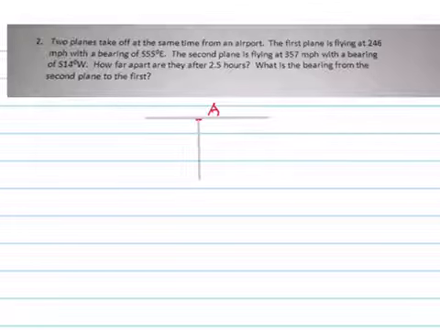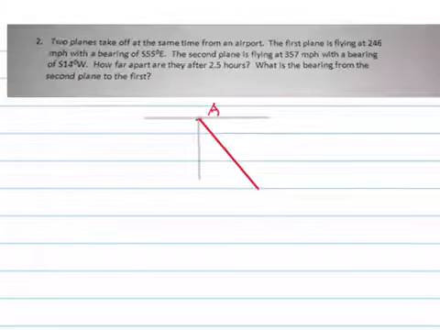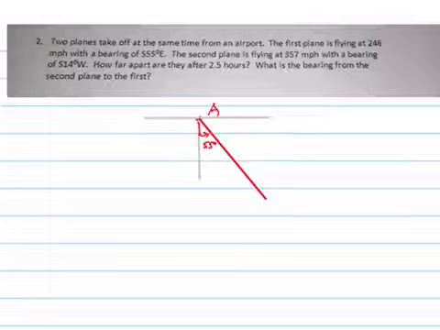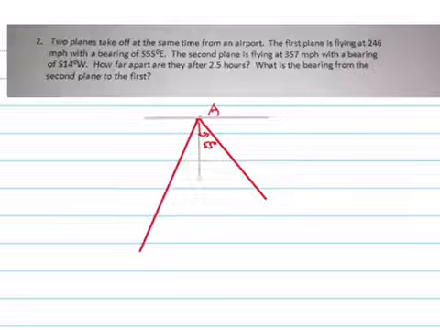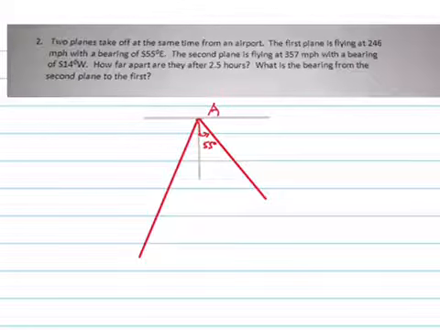And so it is flying at a bearing of south 55 east. So south 55 east, and it's going 246 miles per hour. So let's say it's about like that. And so this is 55 degrees, south 55 east. Okay. Second plane is flying 375, so it's going to be further, with the bearing of south 14 west. So I'll try to draw it as roughly the same. So south 14 west. So this is 14 right here.